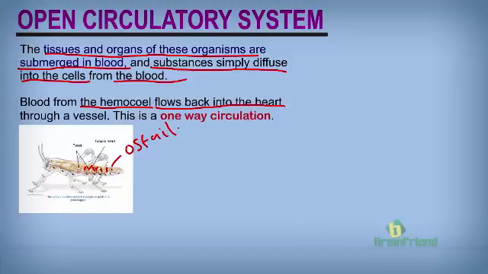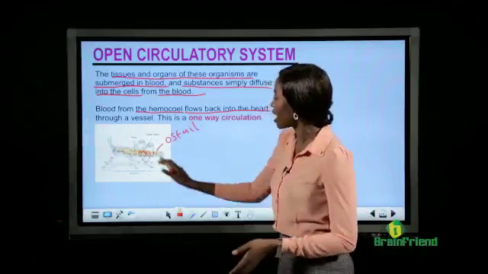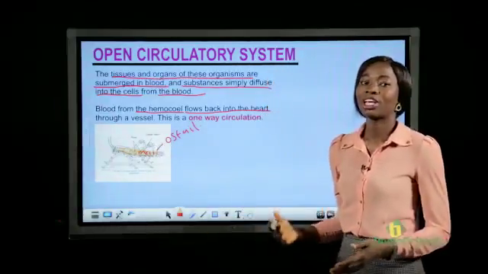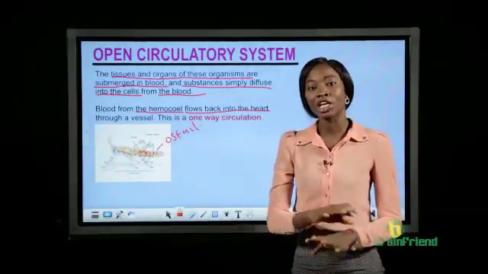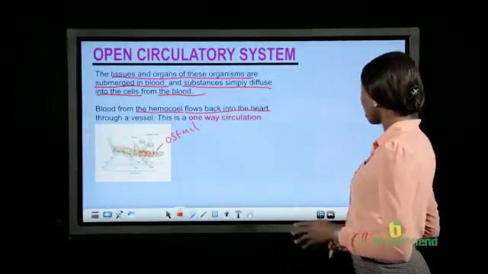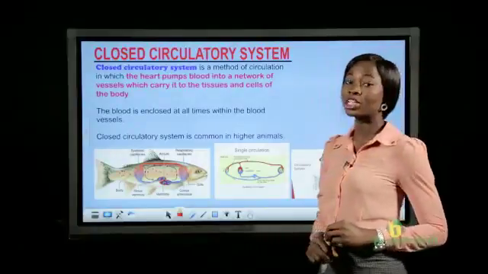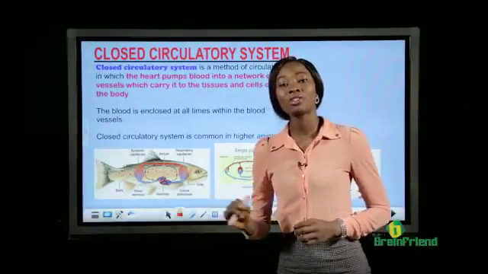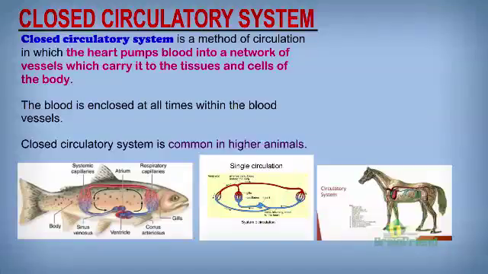So through the ostia, blood from the hemocoel flows back into the heart, and of course, the heart pumps it out again into the hemocoel. That is that for the open circulatory system. Now let's look at the closed circulatory system. This is a method of circulation whereby the heart pumps blood.